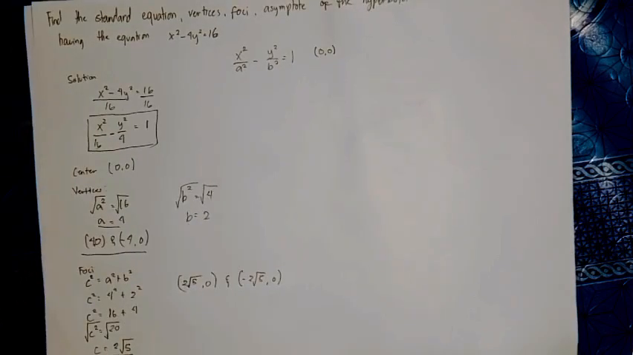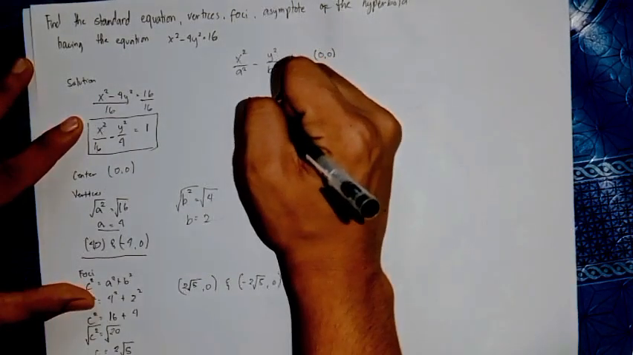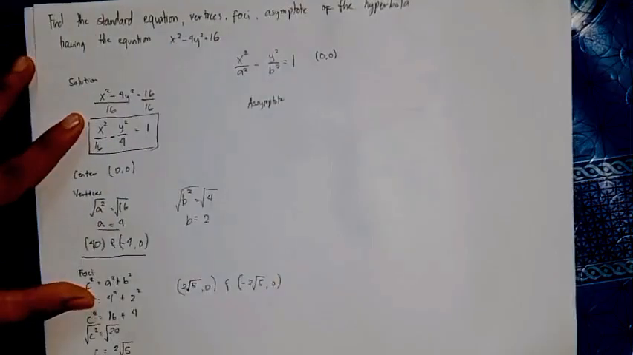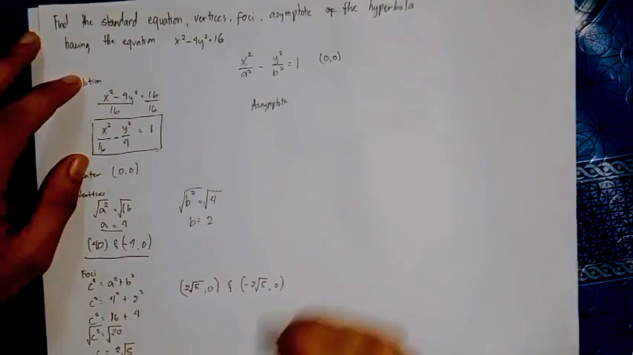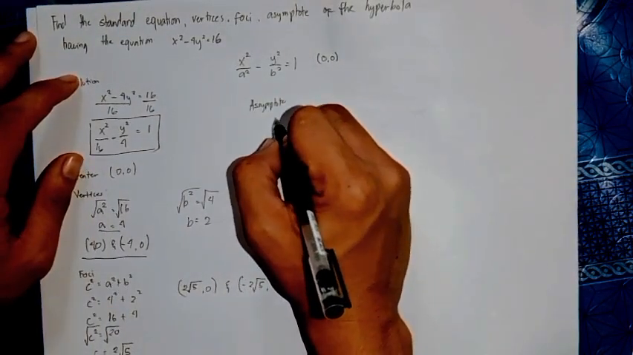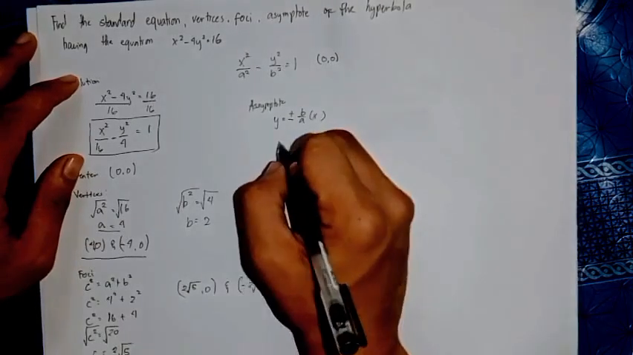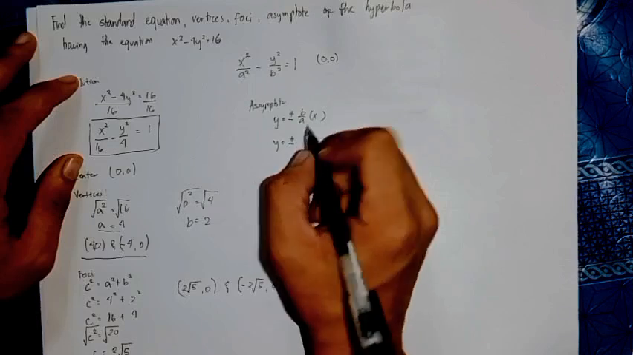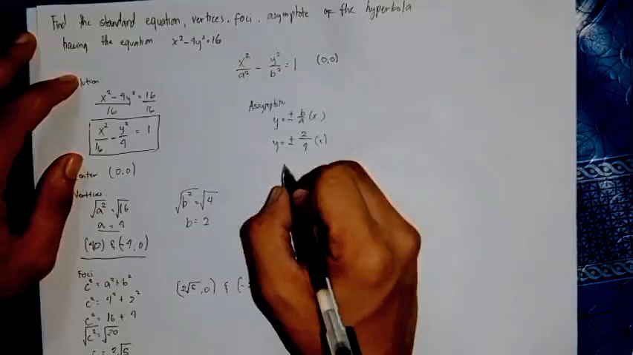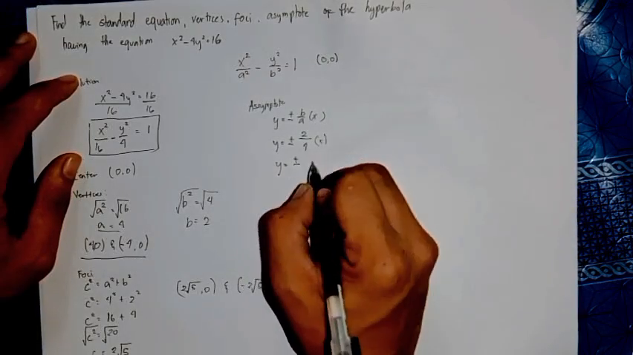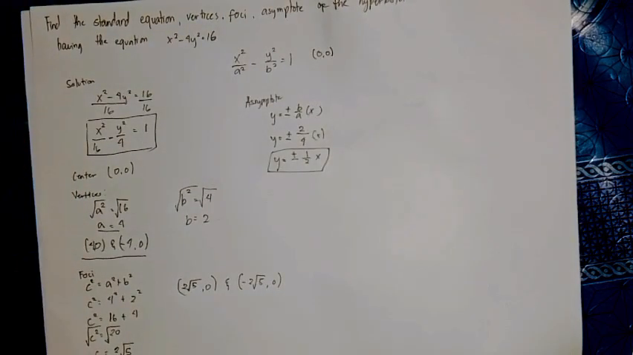Next, we will find the asymptote. To find the asymptote, we will use the formula y is equal to positive or negative b over a x. Just substitute the values: our b is 2 and our a is 4. Therefore, we have 2 over 4, so our asymptote is positive or negative 1/2 x. This is our asymptote. Now we can graph our hyperbola.